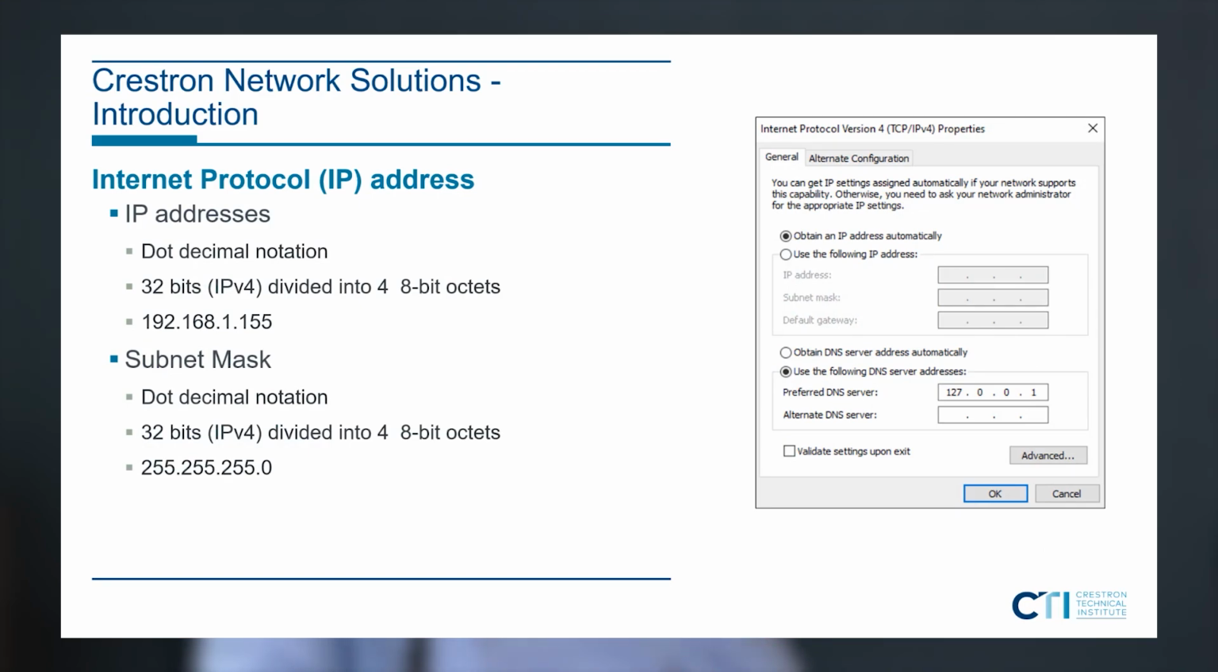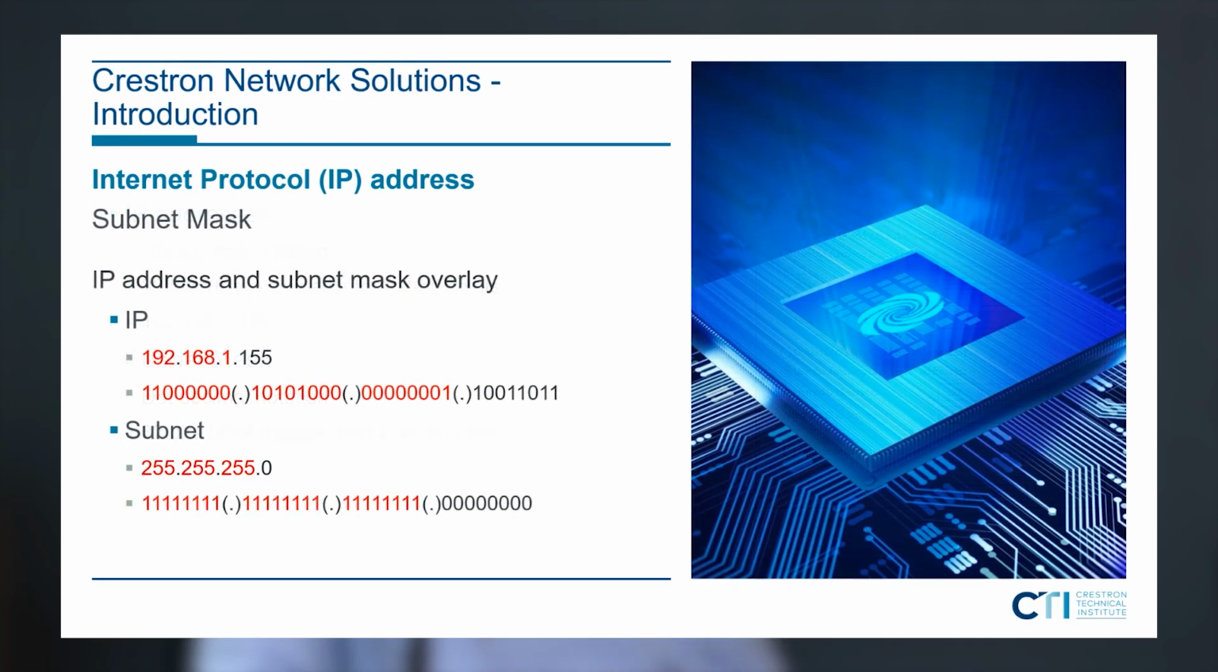And with an IP address, we get two specific things. We get an IP address and a subnet mask. And the subnet mask, or a bit mask as we call it, tells the computer network, if you will, which part of the IP address is the network prefix and which part of the IP address is the ID of the host.